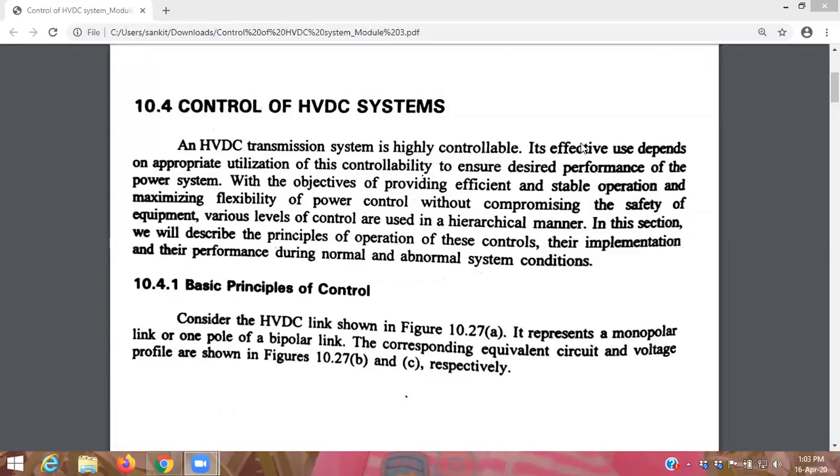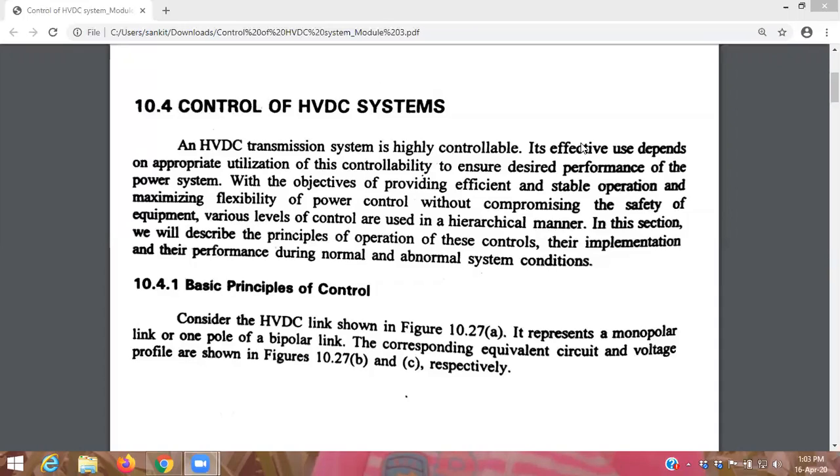That means how to control the power flow through the DC line, which is between the rectifier terminal and inverter terminal. Okay. Now, one thing to keep in mind is that the HVDC system is highly controllable. Why? Because in an HVDC system, on one side we have the rectifier terminal, and on the other side we have the inverter terminal.